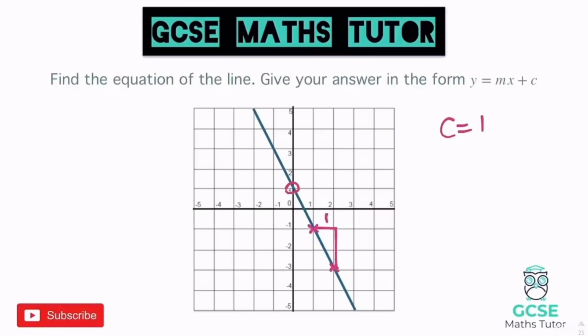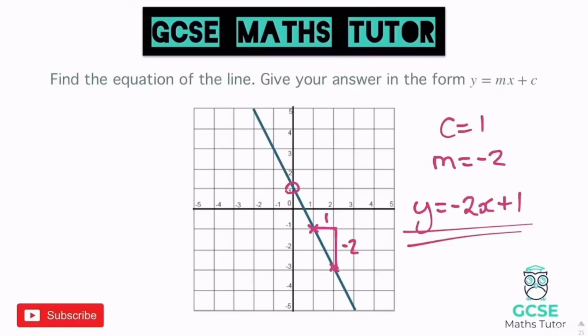So 1 across it goes down 2. So my gradient this time is going down, and we'd say it's negative 2, so the gradient is negative 2. So y equals mx plus c, we have y equals negative 2x plus the positive 1 there for the y-intercept, and there's the equation of that line.